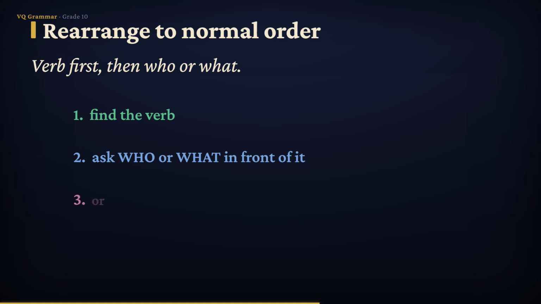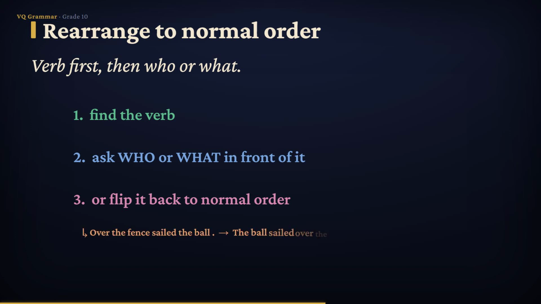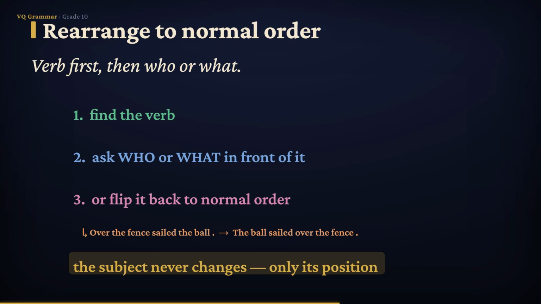Step 3. If you're still unsure, flip the sentence back into normal order. Watch this. Over the fence sailed the ball. Rearranged, that becomes the ball sailed over the fence. And now the subject is standing right where you expect it. But notice something important. The subject never changes when you rearrange. Only its position does.